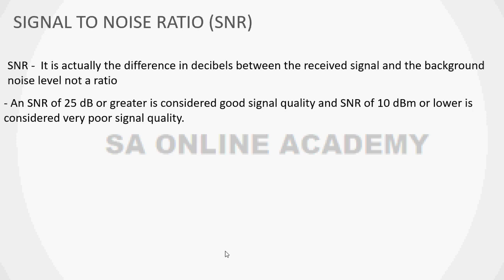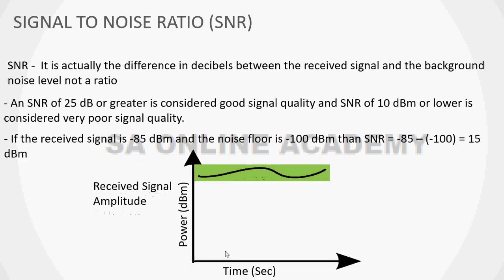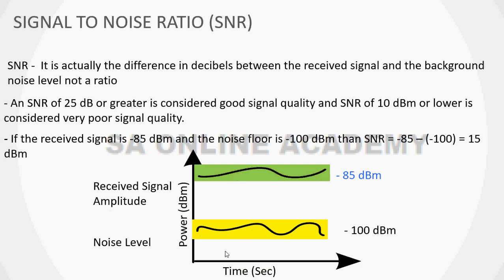How will you calculate your SNR? Let's see an example. If you have a received signal amplitude of 85 decibel milliwatt, and your noise level is minus 100 decibel milliwatt, then your signal to noise ratio is 15 decibel. So make sure that you have an understanding of your received signal as well as the noise level, so that you can accurately calculate your SNR, and then you can plan and design your solution accordingly.